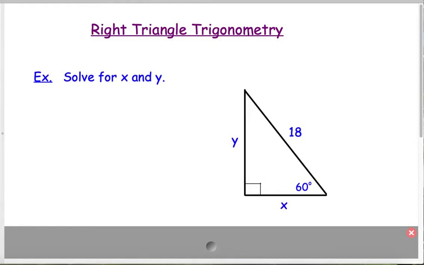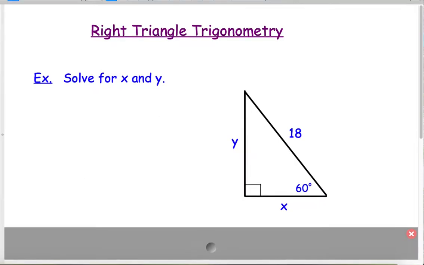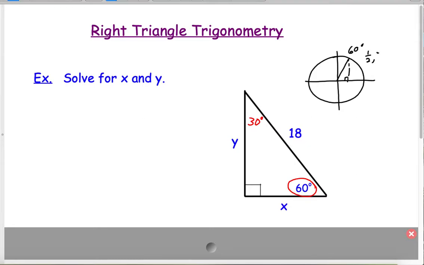Now, the important thing to understand is that we're looking at a 60-degree angle here. And so that means that this one must be 30 degrees. And in a 30, 60, 90 triangle, we know that there's a relationship with the three sides. And from what we've learned about the unit circle, if you picture a unit circle, here's 60 degrees. We know that the cosine is 1/2, and the sine is the square root of 3 over 2. And the hypotenuse is 1.